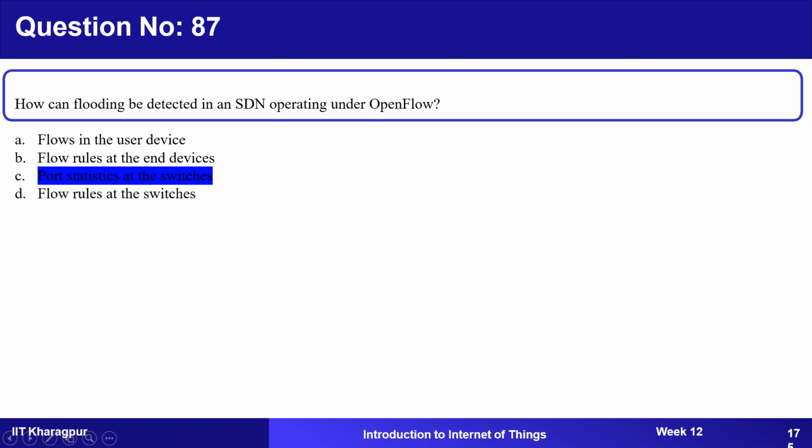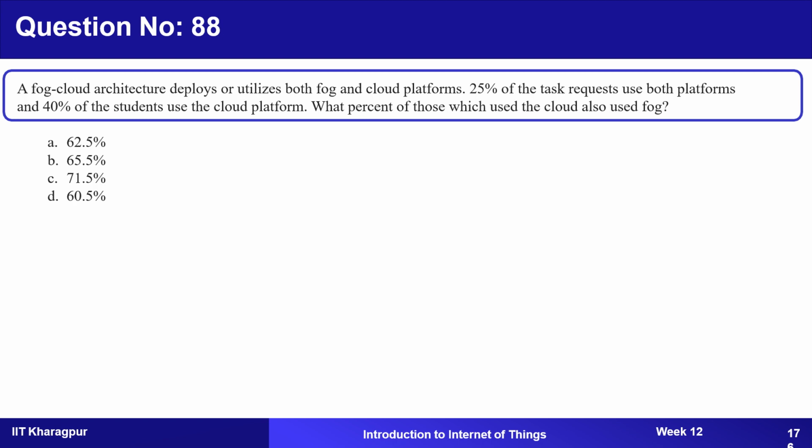So here you have to detect the flooding, right? Flooding can be done with the help of the port numbers. So by using the port statistics at the switches, you can detect whether flooding has been there or not. Flow rules are only for defining the routes through which your data should be sent.